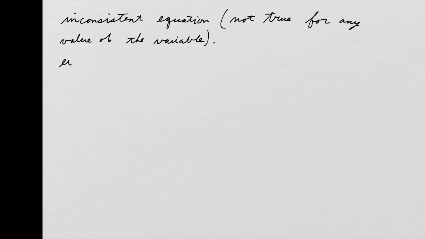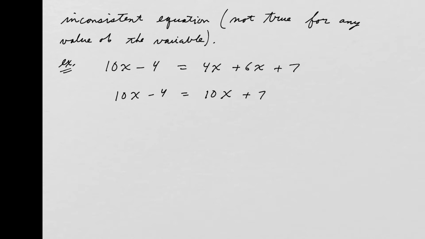So here's an example. Let's say I have 10x minus 4 is equal to 4x plus 6x plus 7. So if I try to solve this, on the right-hand side, I can combine like terms. The x's are like terms, so 4x plus 6x is 10x plus 7. Now I can subtract 10x from both sides to try and get my x's on one side. But notice when you do that, you're going to get negative 4 is equal to 7.